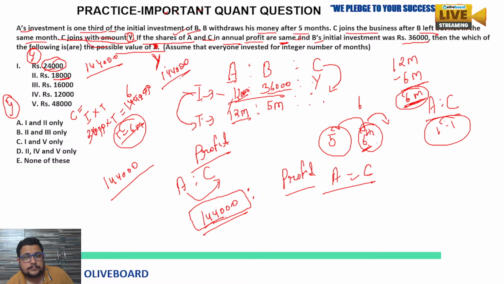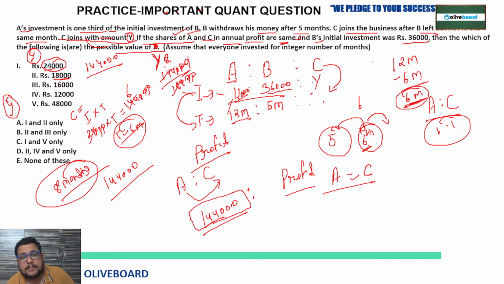1,44,000. So zeros cancel, just cancel it. 144 is divisible by 18 how many times? 8 times. 8 months possible? You tell me. 8 months possible? No, not possible. Maximum time limit is 6 months for C.